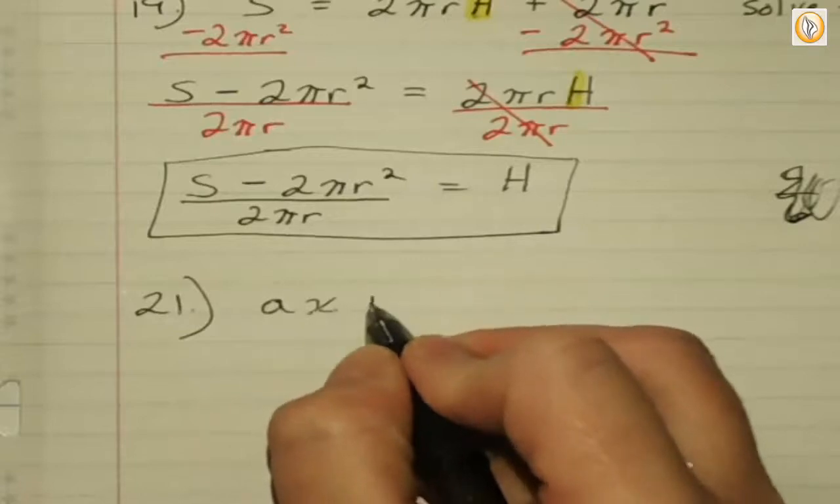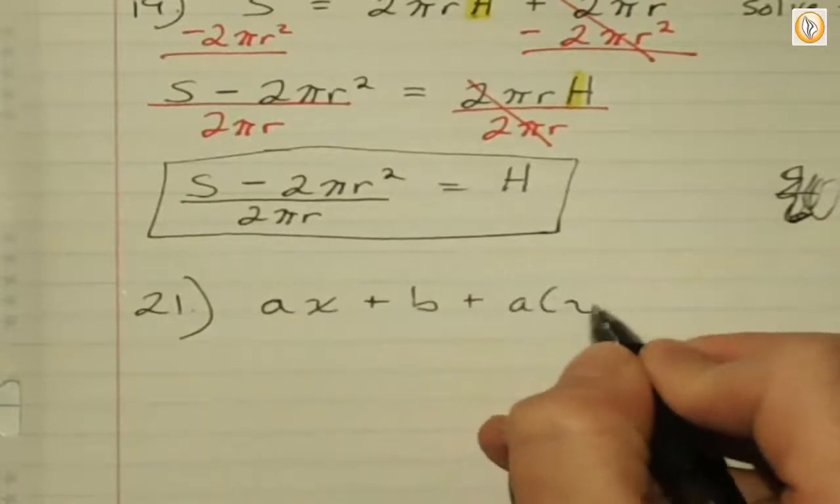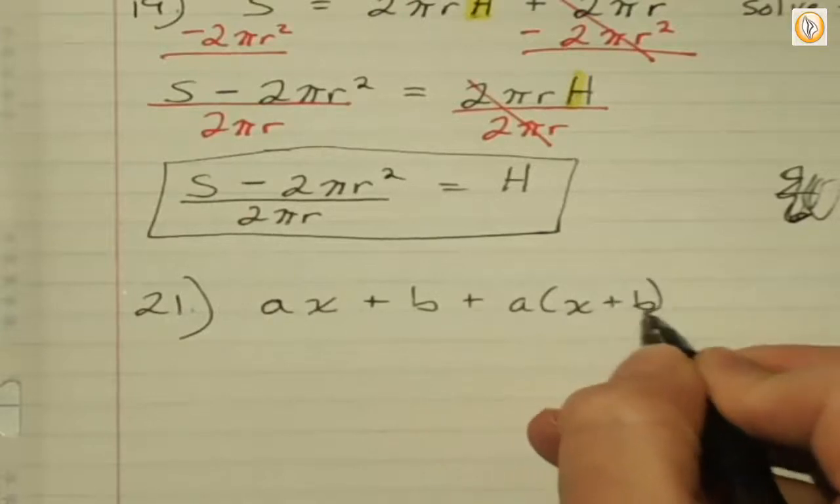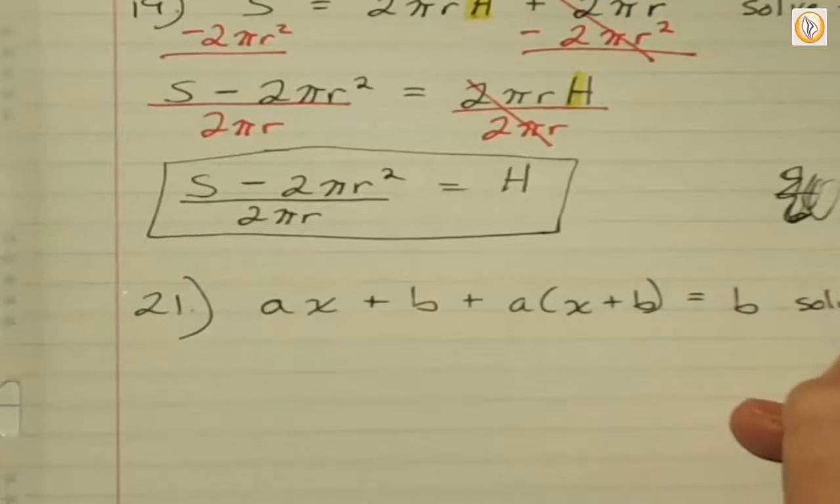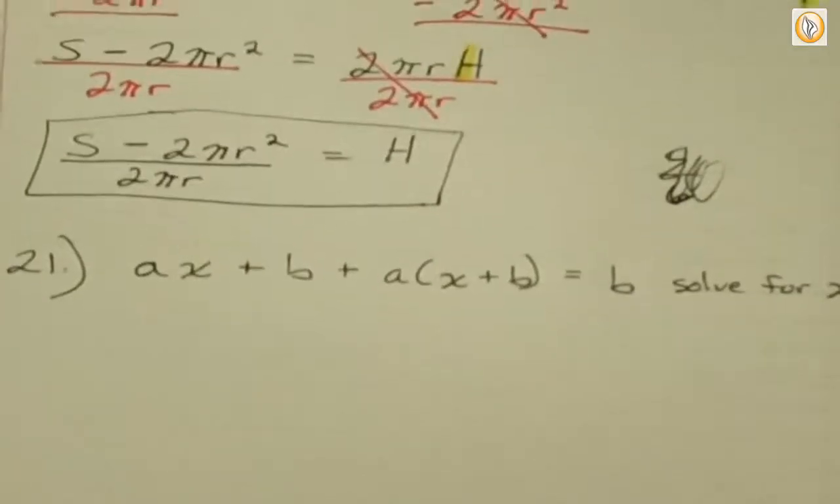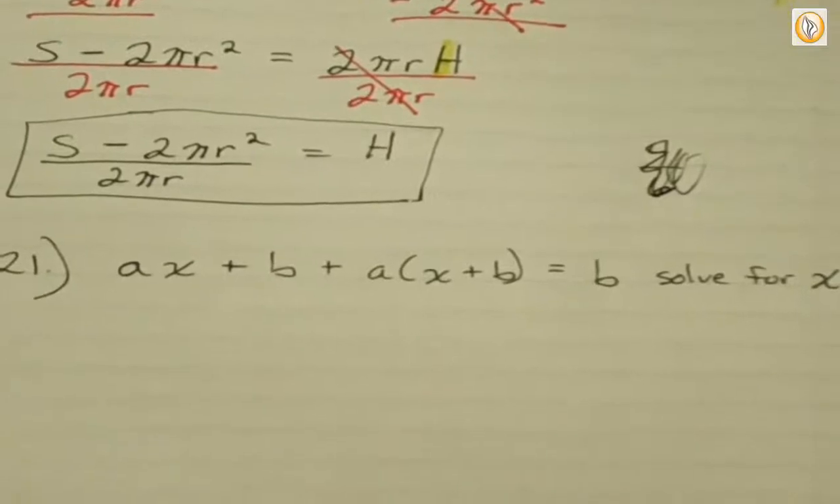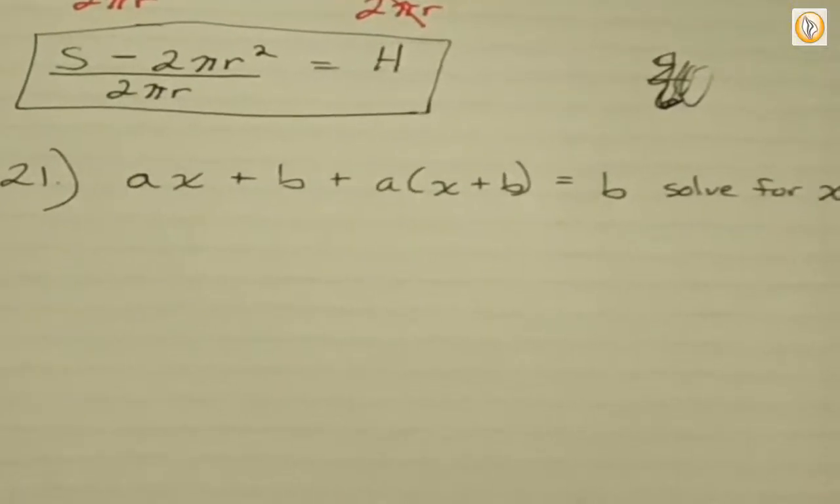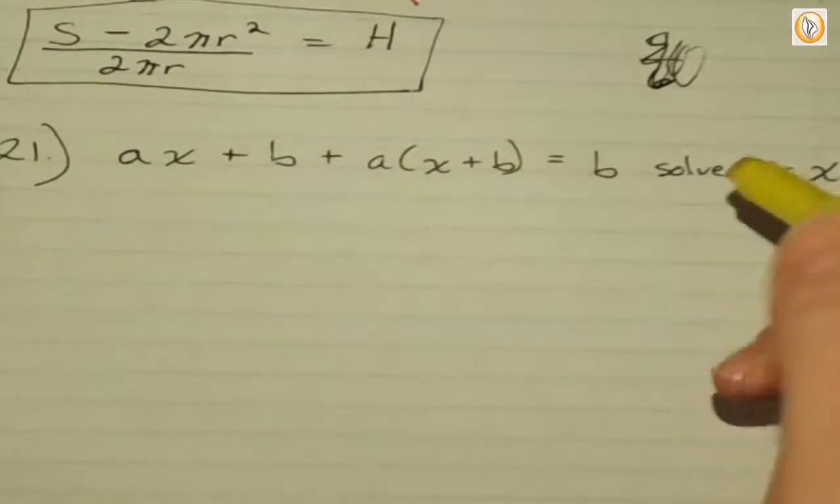A X plus B plus A times X plus B equals B, and we're going to solve for X. By the way, I didn't ask, does anyone have questions from above? Okay. So 21, we're solving for X.